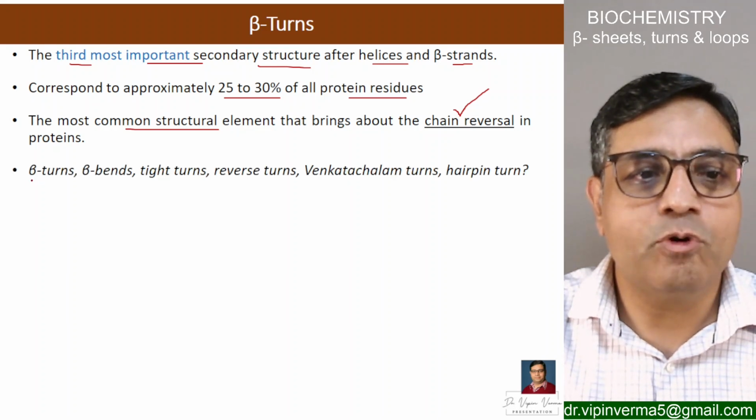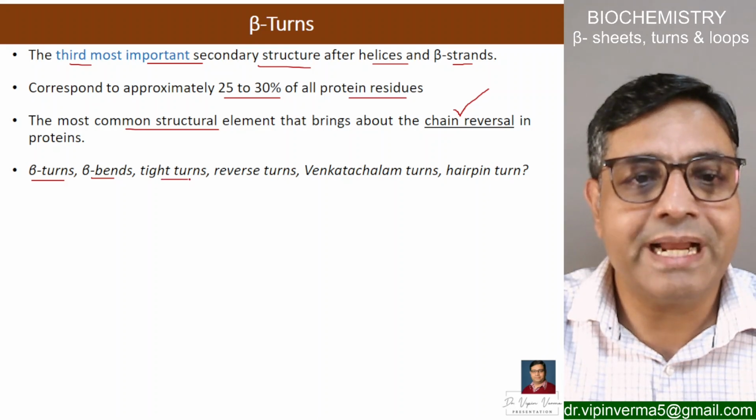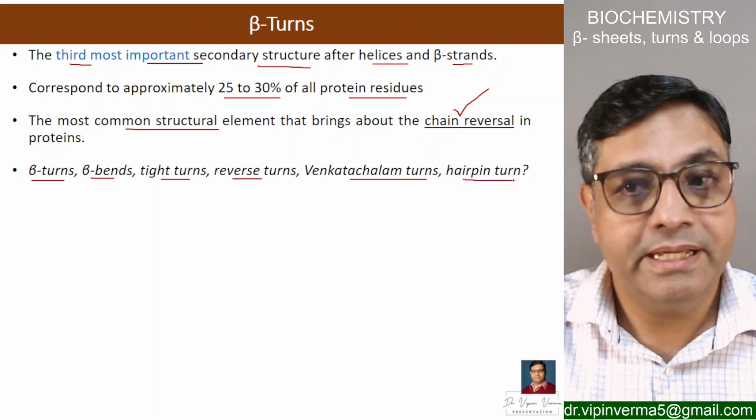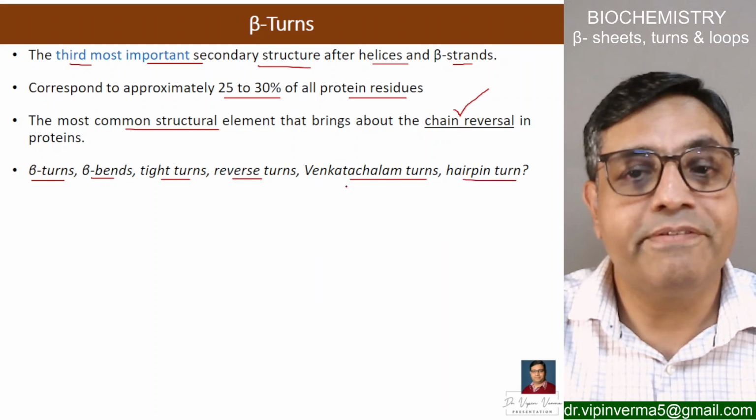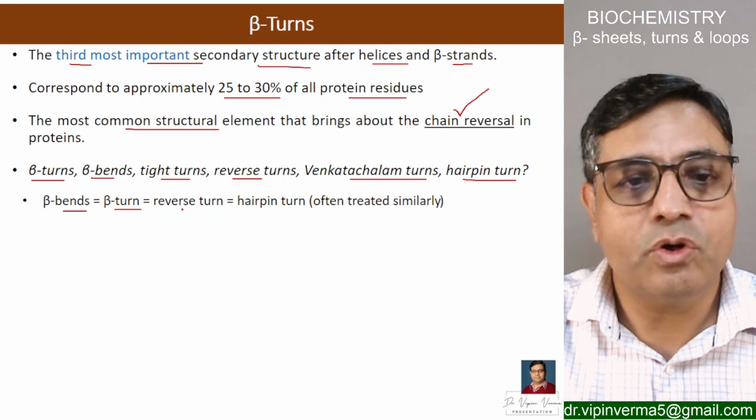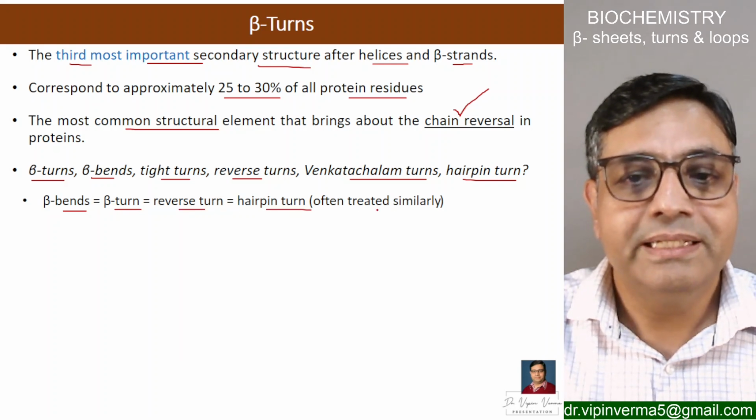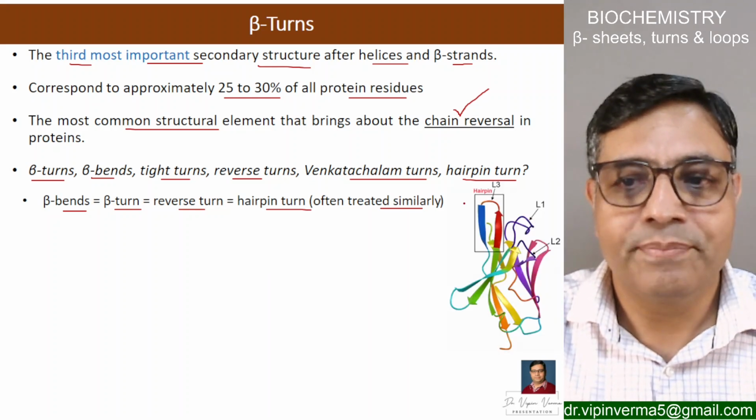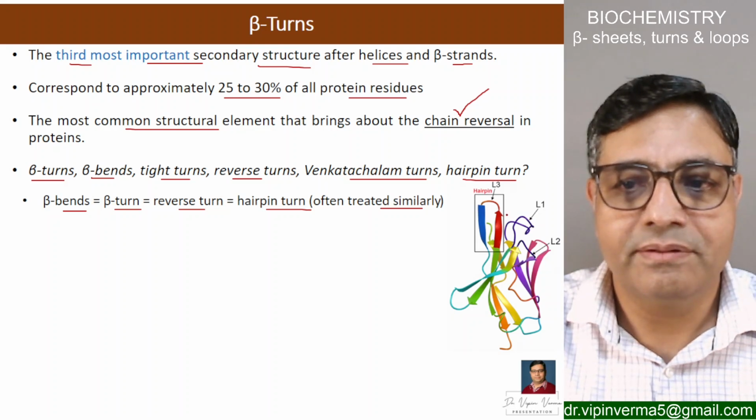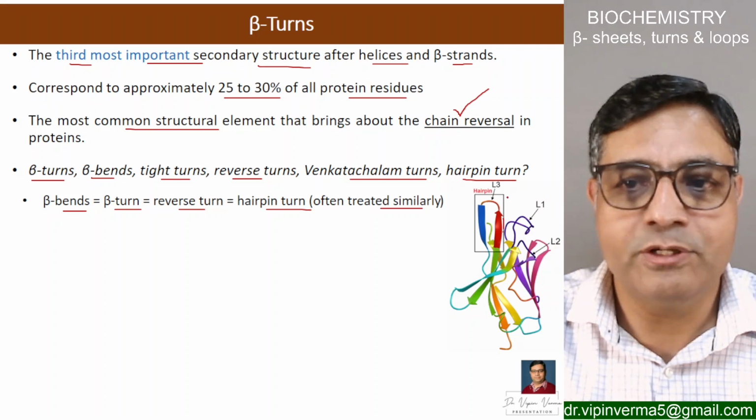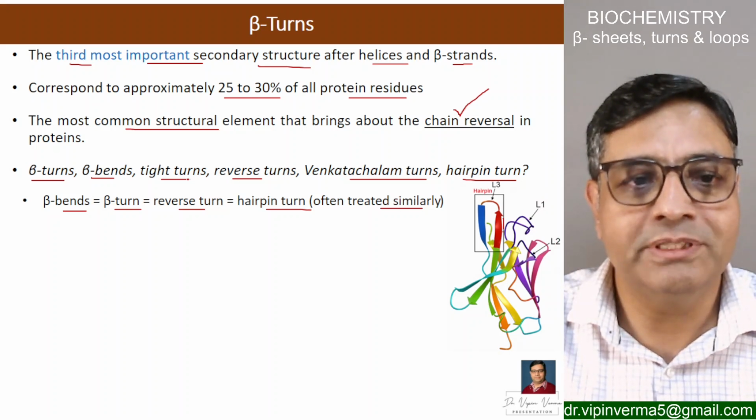Now you must have heard about beta turns, beta bends, tight turns, reverse turns, Venkatachalam turns and hairpin terms. So these are all different terms you must have heard. Beta bends, beta turns, reverse turns or hairpin turns are often treated similarly. So you can see here, this is the hairpin turn which is reversing the peptide. Then this is again a slight turn which is a loop. L1, L2, L3, these are the loops. Usually we call them the loops.